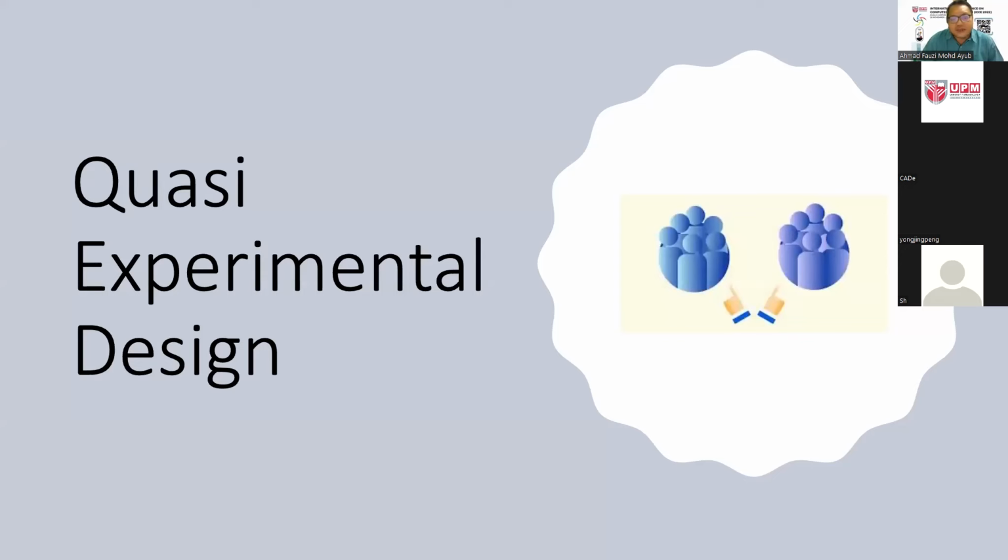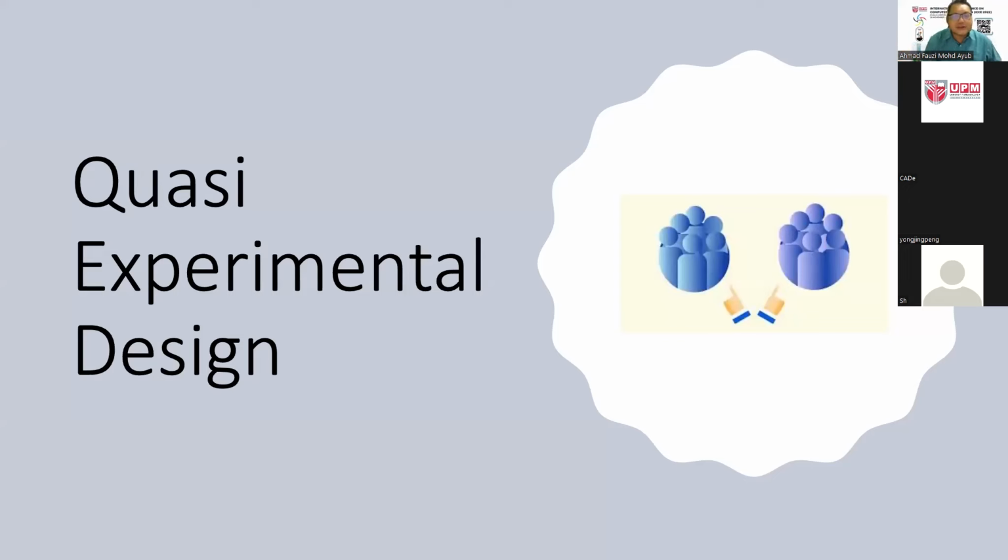All right, so we have finished with the true experimental design. So we come to the last one, the quasi-experimental design. So for the true experimental design, you can randomize students to the different types of group. But then in certain research experimental designs, you cannot randomize the student.